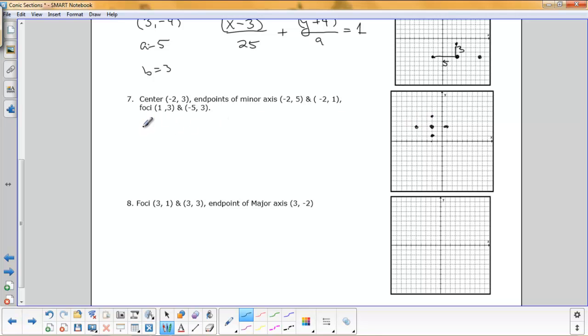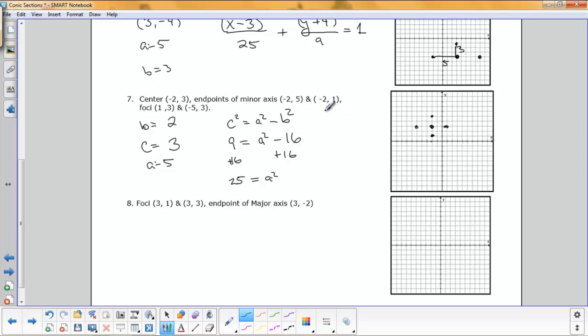So that means that my B, my minor axis, is 2. My C is going to be 3. And now I've got to go ahead and do C squared equals A squared minus B squared. So that's going to be 9 equals A squared minus 16. So I'm going to add 16 to both sides, and I get A squared equals 25, so A equals 5.